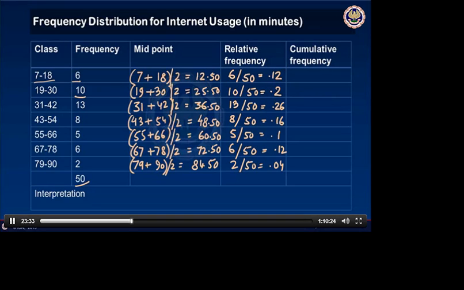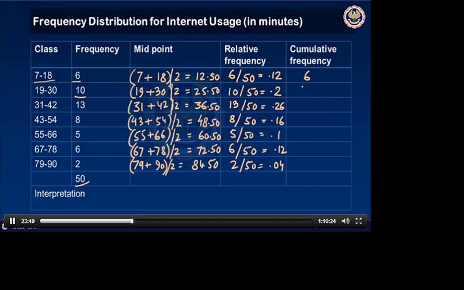And now these relative frequencies are very important whenever we are making a relative frequency curve or an ogive chart, which is again a graphical representation of the tabular data. So then we can make a cumulative frequency also.